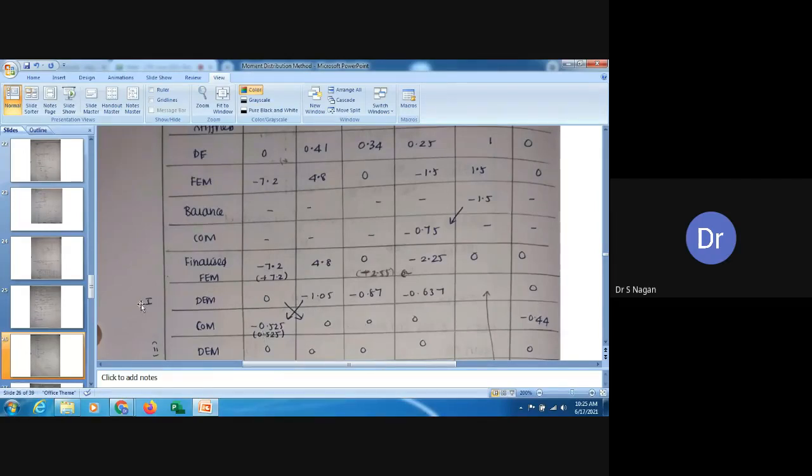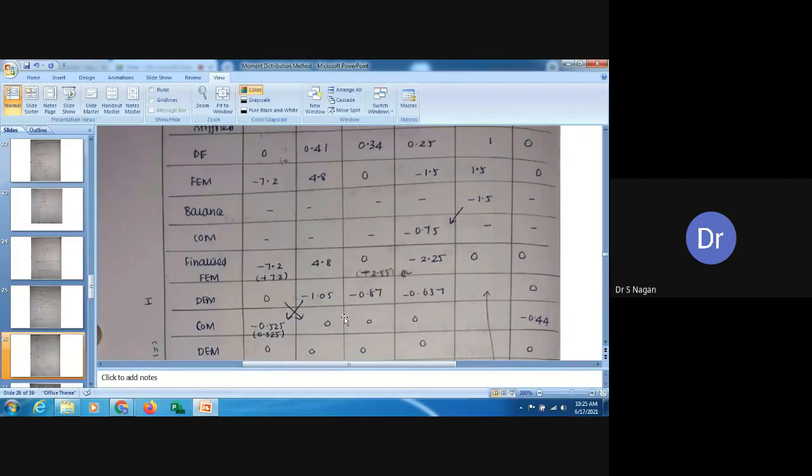So this is the first iteration: FEM and DEM. The carryover amount starts the second iteration. So COM and DEM is the second iteration. FEM and DEM is the first iteration, COM and DEM is the second iteration. So in the second iteration, I need to distribute. Consider every joint. Minus 0.525 is there. I need to apply plus 0.525 and multiply by the appropriate distribution factor, therefore zero.